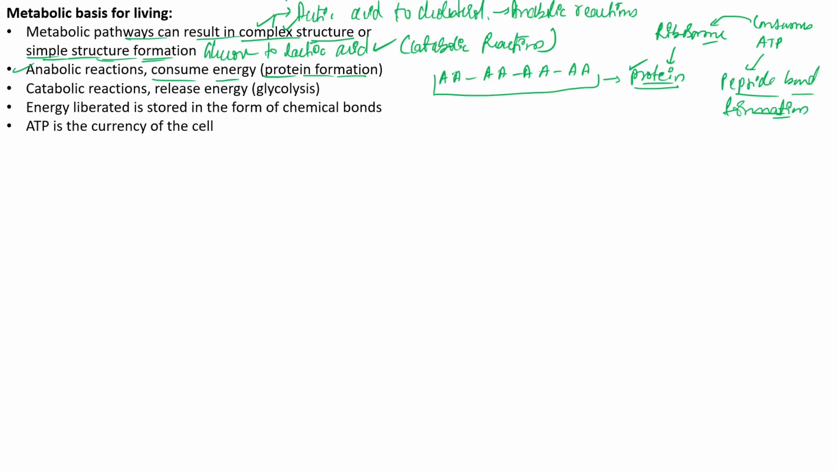So we can say that the consumption of energy is generally observed in anabolic types of reactions. However, in the case of catabolic reactions, these are mainly energy releasing or energy yielding reactions, right? One example is glycolysis. Glycolysis is something that you will study in more detail in the respiration chapter. So we all know glycolysis.